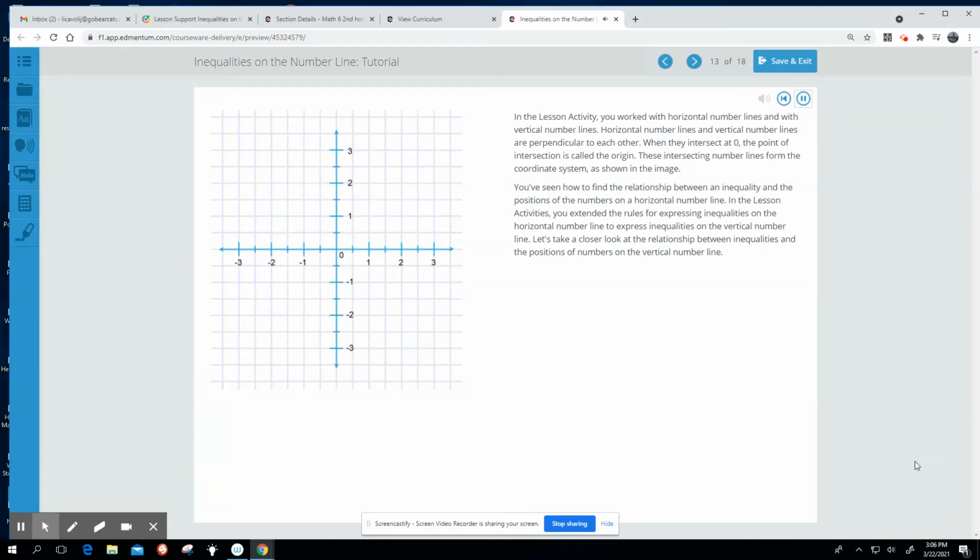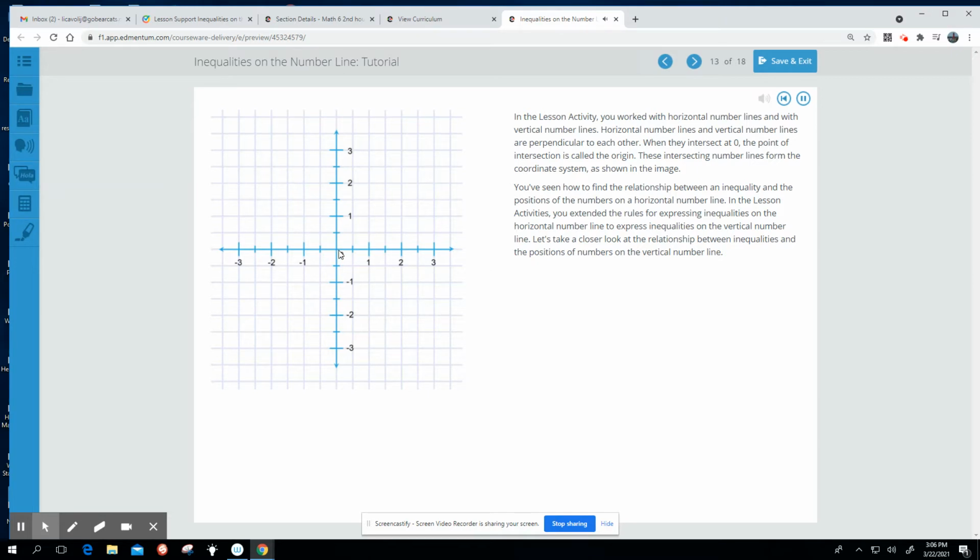In the lesson activity, you work with horizontal number lines and with vertical number lines. Horizontal number lines and vertical number lines are perpendicular to each other. When they intersect at 0, the point of intersection is called the origin. These intersecting number lines form the coordinate system, as shown in the image.